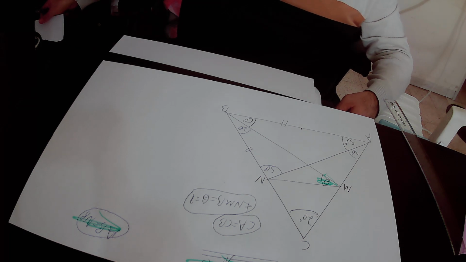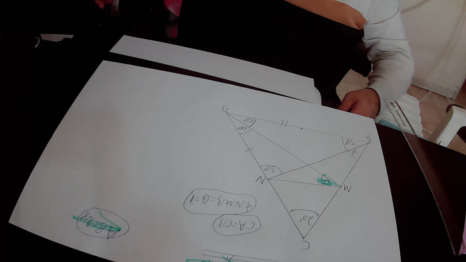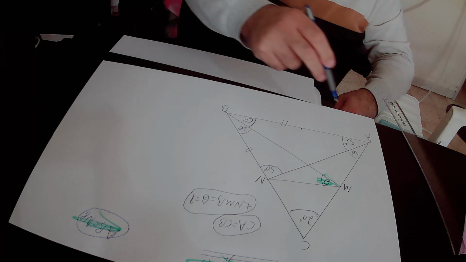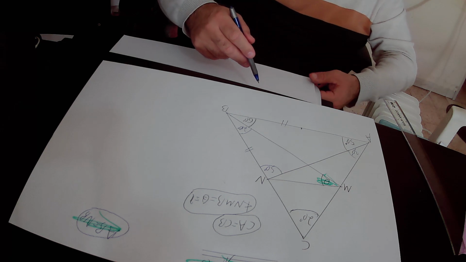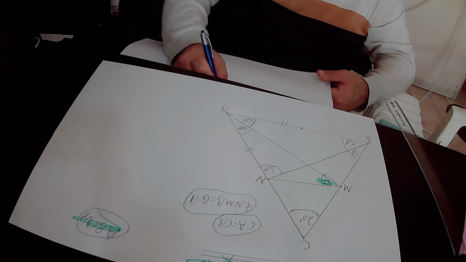In the next step, we'll focus on triangle AMB. I'll copy triangle AMB in a new page, and we'll analyze this triangle.